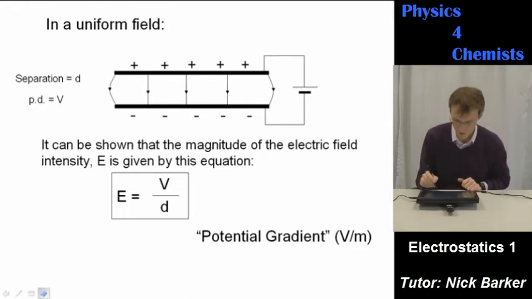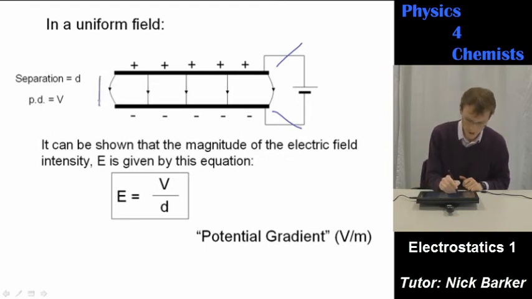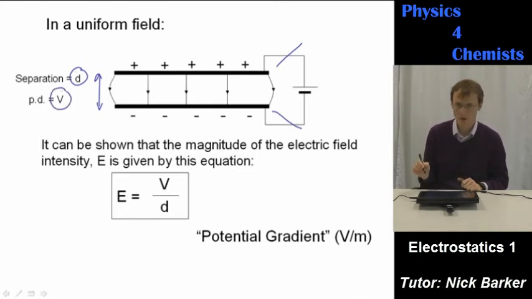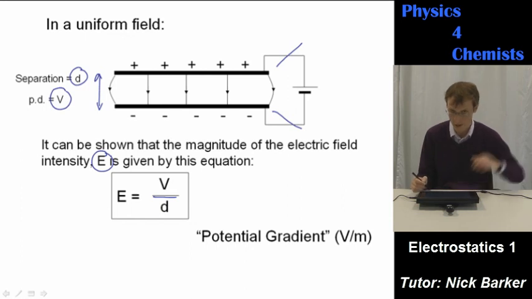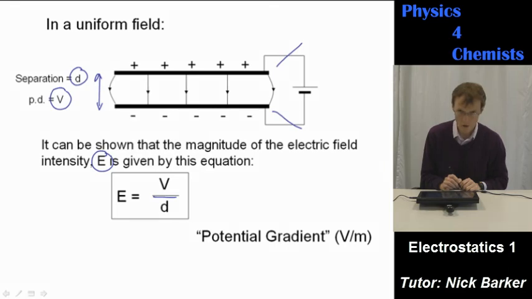In a uniform field, this of course is a capacitor, these 2 charged plates, with a separation D and a potential difference between them, capital V. There's a useful little formula. You can go and do some more reading about this, but here's a useful formula. It can be shown that the magnitude of the electrical field intensity, E, is given by this equation. It's the electrical potential divided by the distance, the separation, and it gives you a potential gradient, voltage per meter. Okay, there's a little bit of stuff on electrostatics for you.